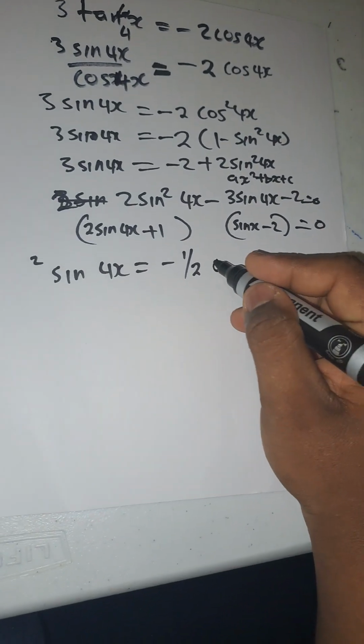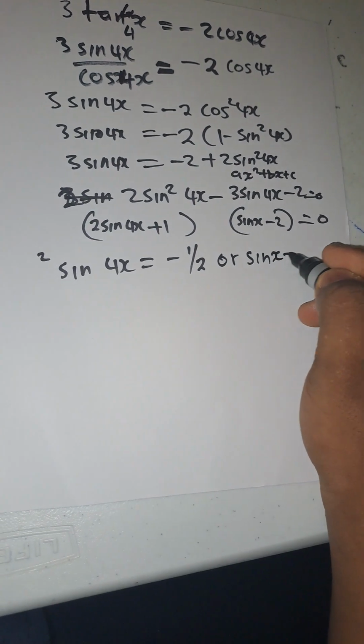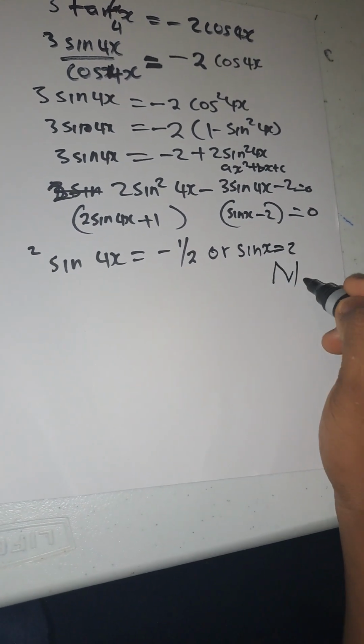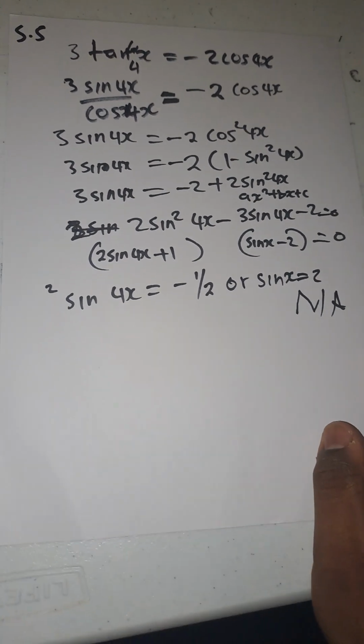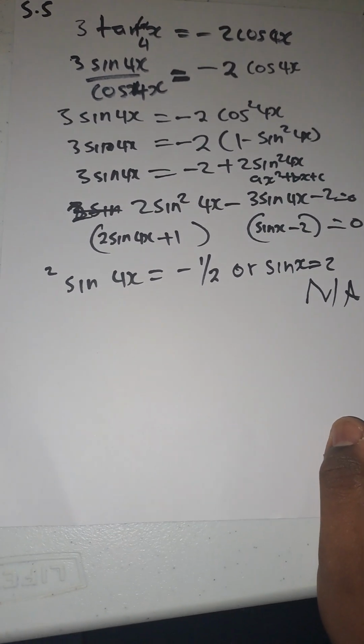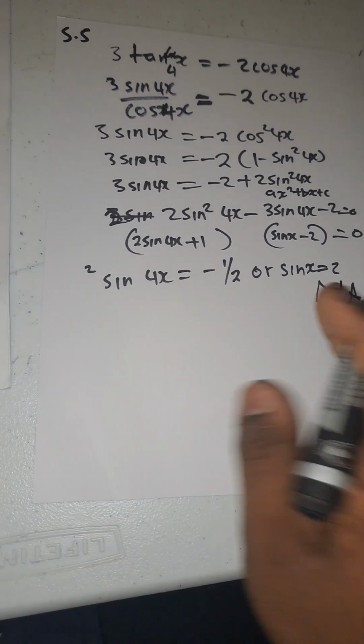And then this one is sine x equals 2. But this one is invalid. It cannot be equal to 2. Remember the rules of sine there. It cannot be equal to 2. That's invalid.